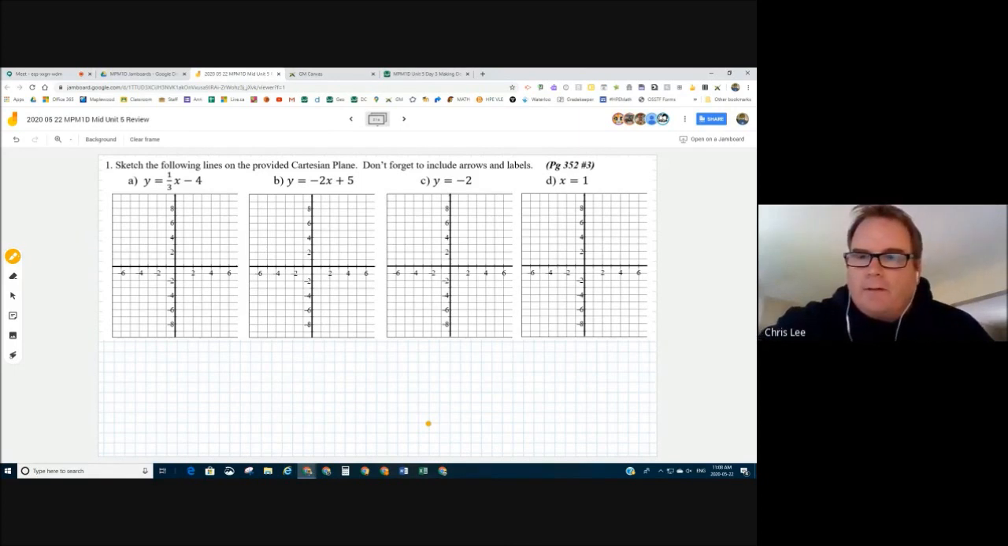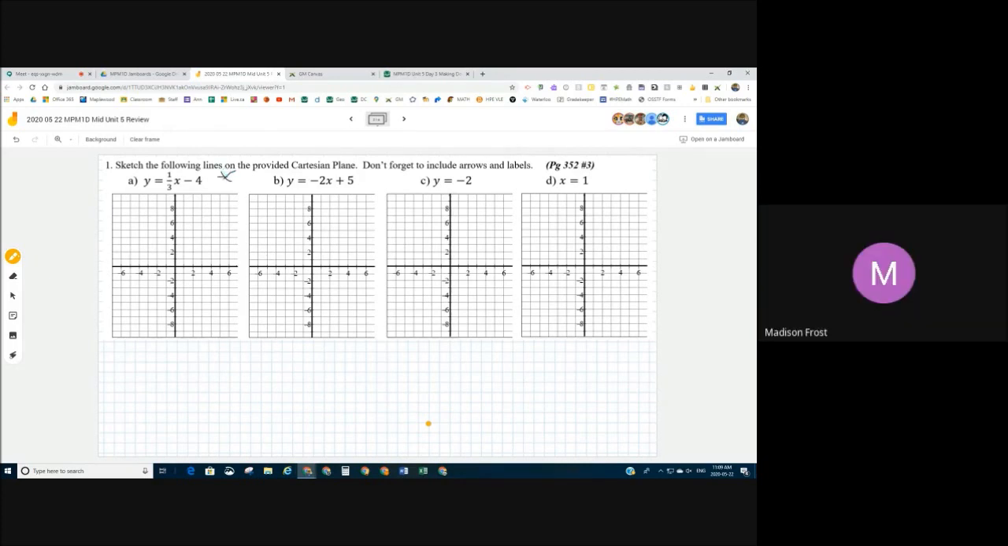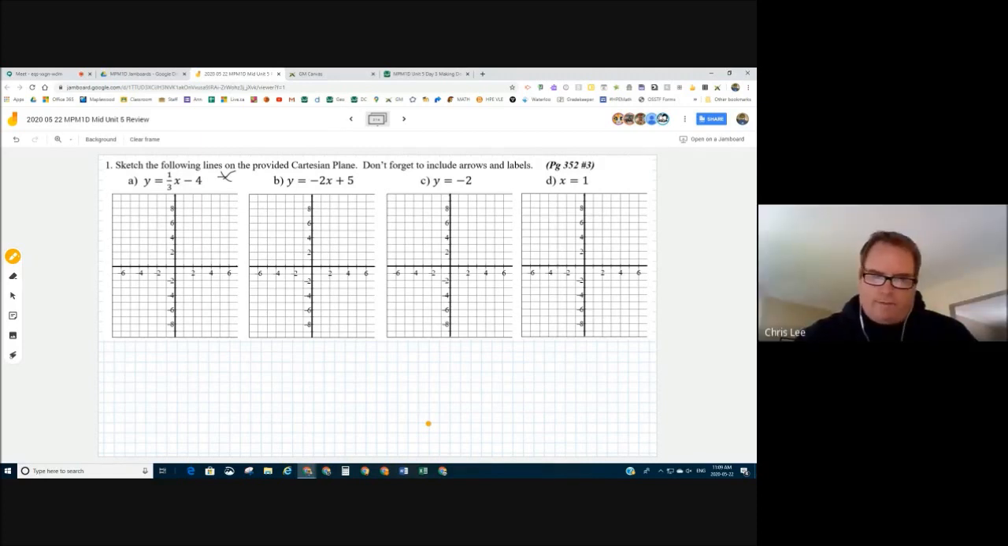The slope for the first one here. Would it be 1/3? Yeah, that's right. So remember, all of these are going to be in y equals mx plus b form. Okay, and so the slope is going to be the part in front of the x, the coefficient in front of the x, and the y-intercept is going to be the number at the end.